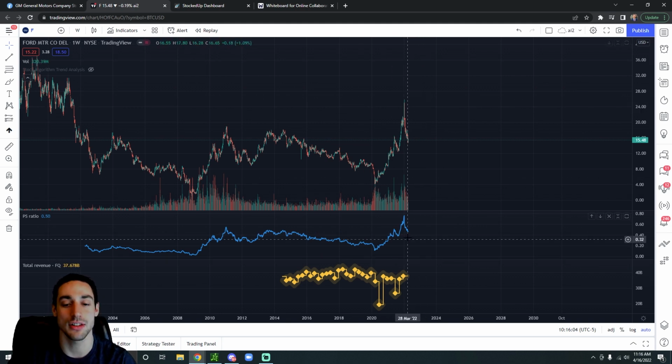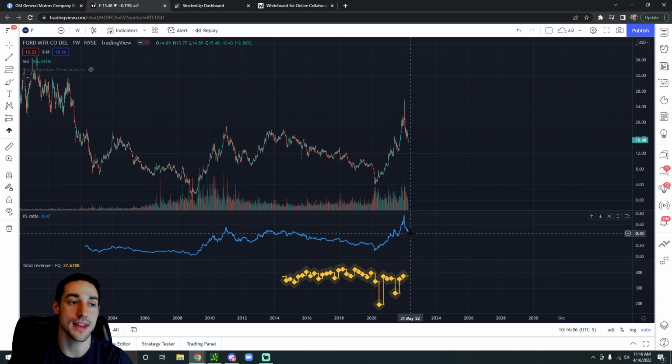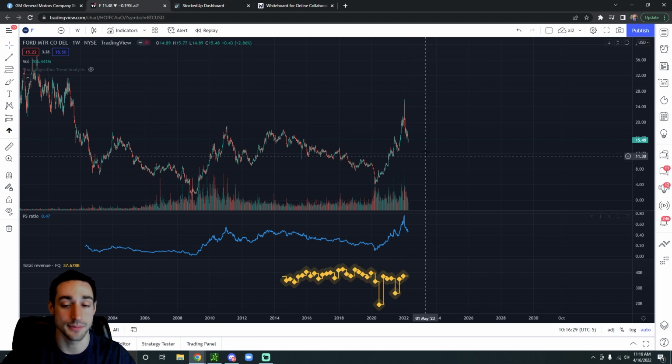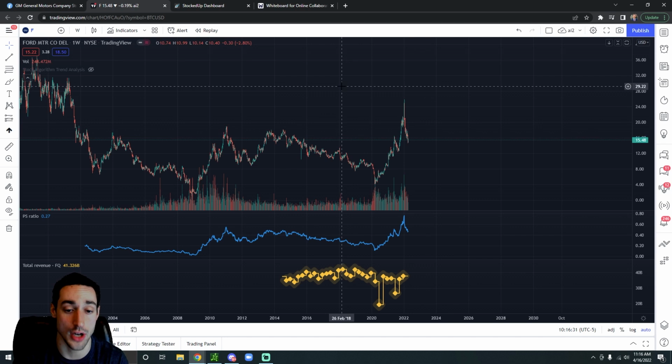Basically, the higher this ratio is, historically speaking, shows you how much the market is willing to pay for every $1 in sales. So when this number is higher, it shows that people are expecting a lot of revenue or sales growth in the future, and they're willing to pay more for that because they expect the sales to go up. So the higher this goes, the more the market expects the company's revenue to increase a lot. And you can see the same thing for any other company out there.